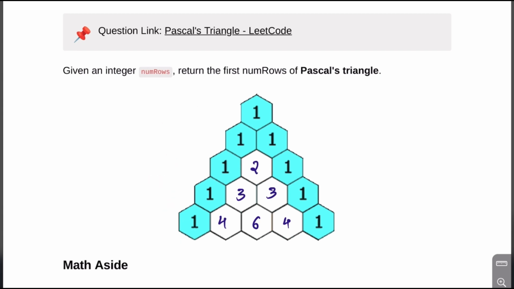Okay, so here's how I'm going to approach the question. I'm going to build up the idea of Pascal's triangle, what mathematical concept is required, and then we can solve all three questions. All three are very easy questions, nothing much.